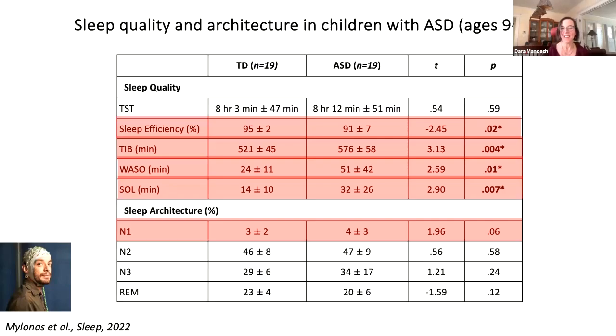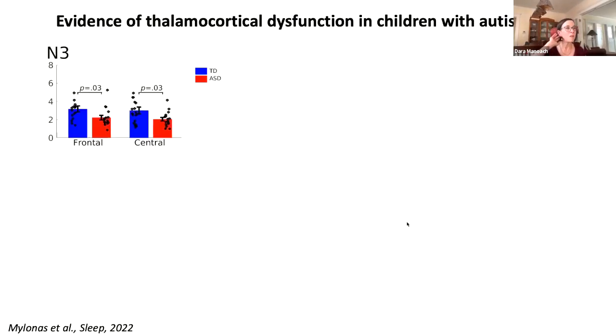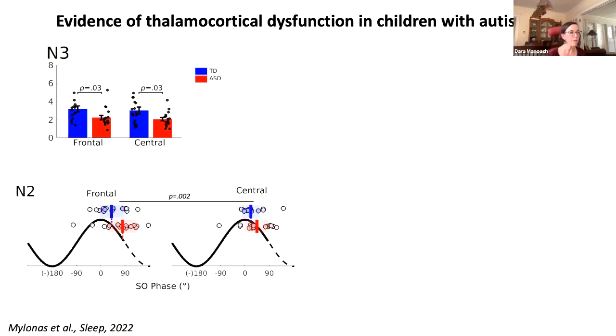Forgive me. All right. So we also found other evidence of thalamocortical dysfunction in autism. They showed reduced sleep spindle rate in stage 3 non-rapid eye movement sleep. So this is typically developing in blue, autism in red, and these are frontal versus central electrodes. We also found reduced coordination between the thalamic spindles and cortical slow waves.